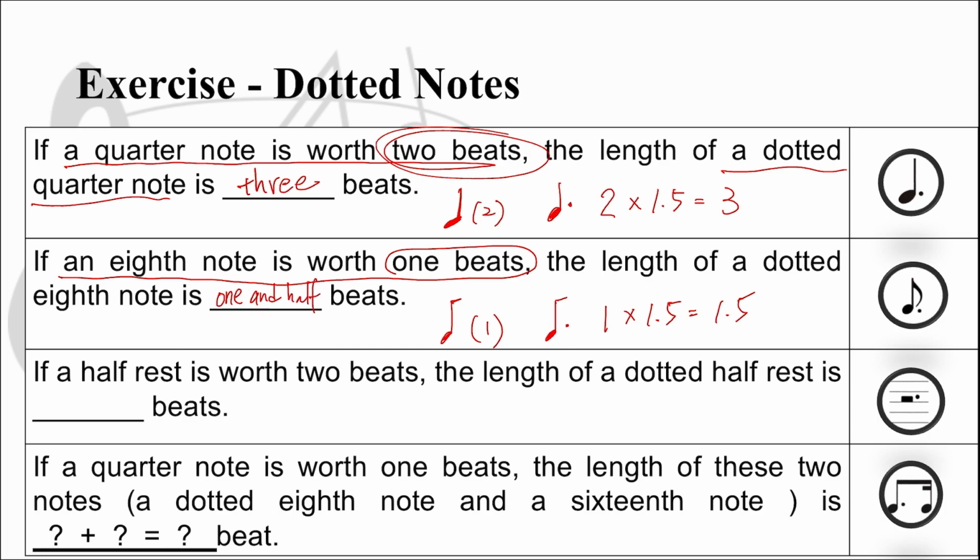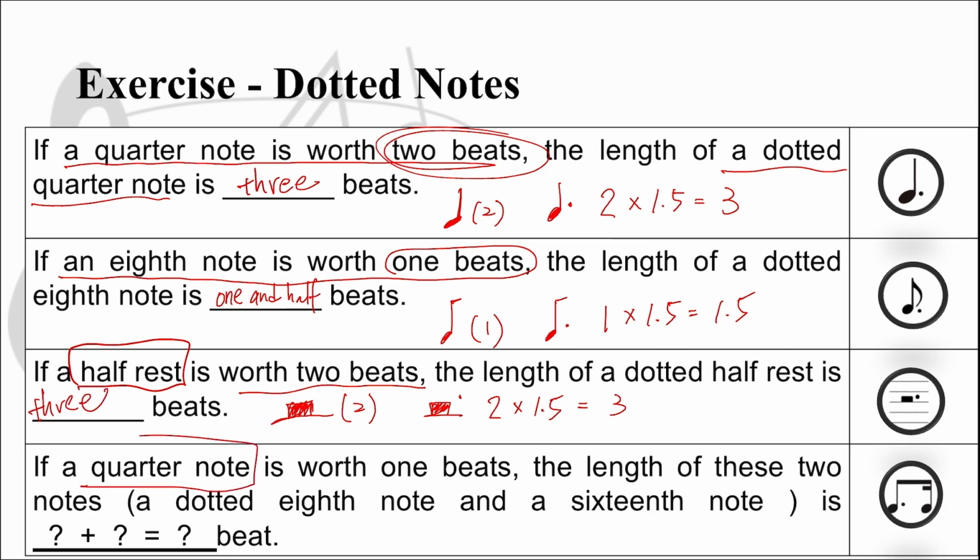Okay. And then if a half rest, how to draw a half rest? A half rest was 2 beats. This is 2. So add the dot. It will be 2 multiplied by 1.5, which is 3. So it's 3. Okay, and a quarter note was 1 beat. As we know, this one is 1. Okay, but what is the question here?